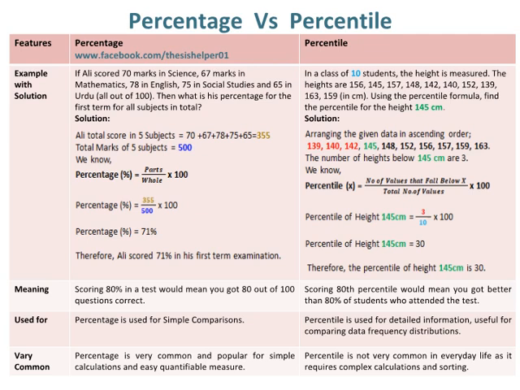Percentage is used for simple comparisons, whereas percentile is used for detailed information, useful for comparing data frequency distributions. Percentage is very common and popular for simple calculations and an easy quantifiable measure, whereas percentile is not very common in everyday life as it requires complex calculations and sorting.